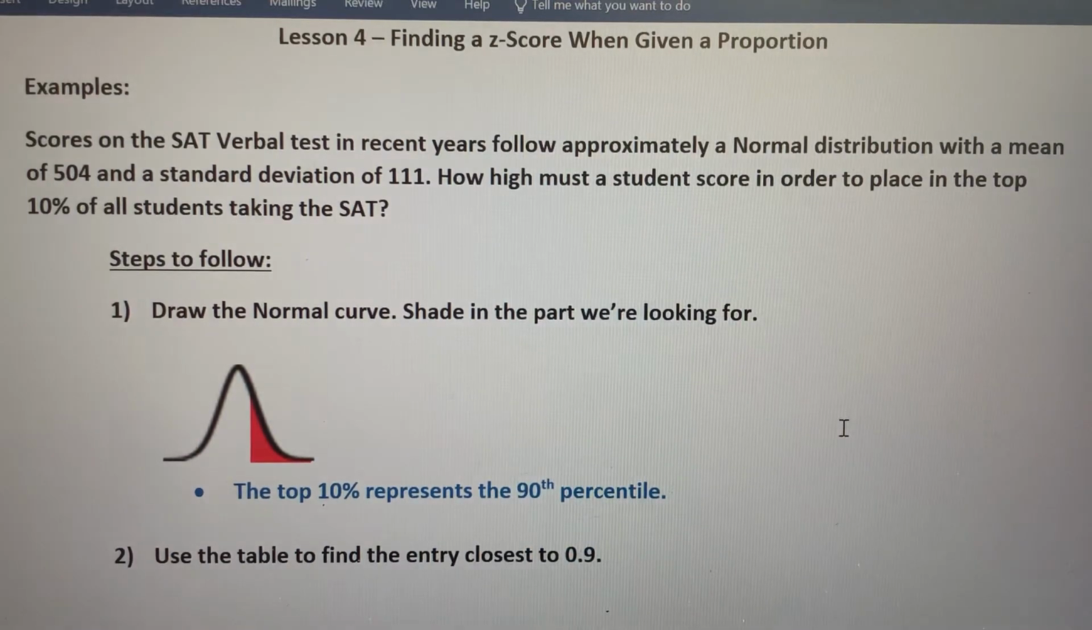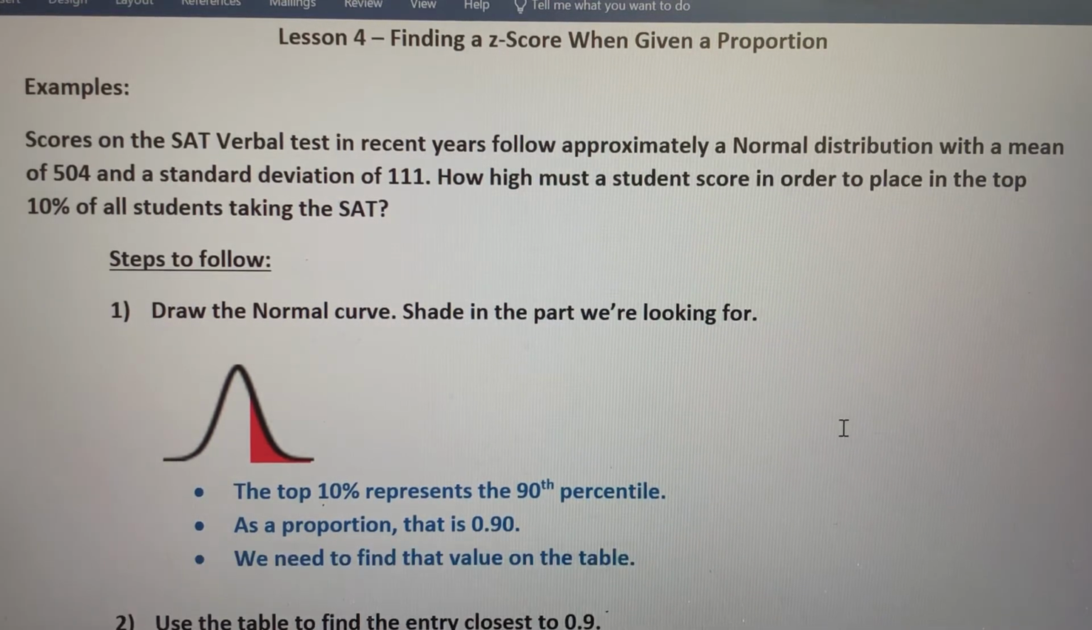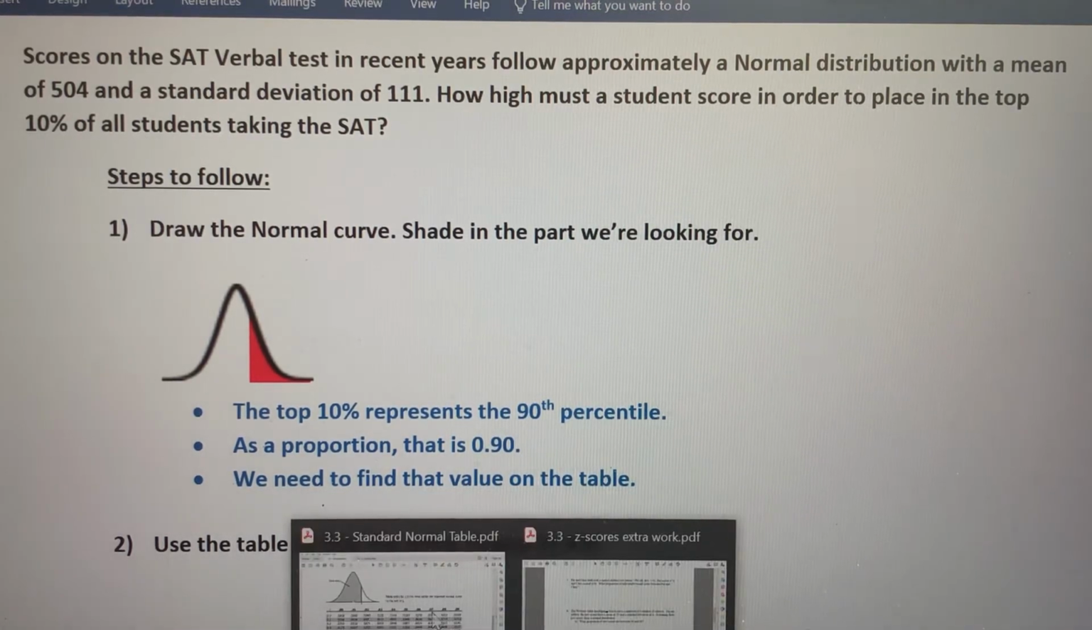Because we're looking for the 90th percentile, we need to use the standard normal table and look for a proportion of 0.9, okay? Now, likely there's not going to be exactly 0.9 in the table, but we'll find the value closest to that, okay? So we're going to look for that value in the table, all right? So let's go to the table and let's look for that entry that's closest to 0.9.